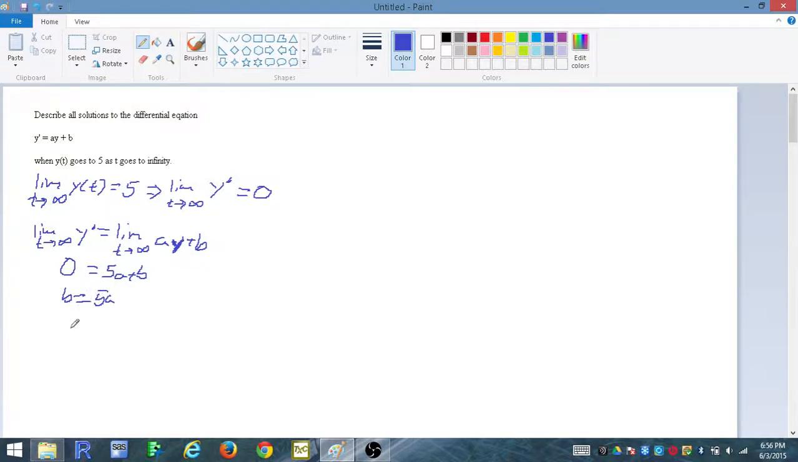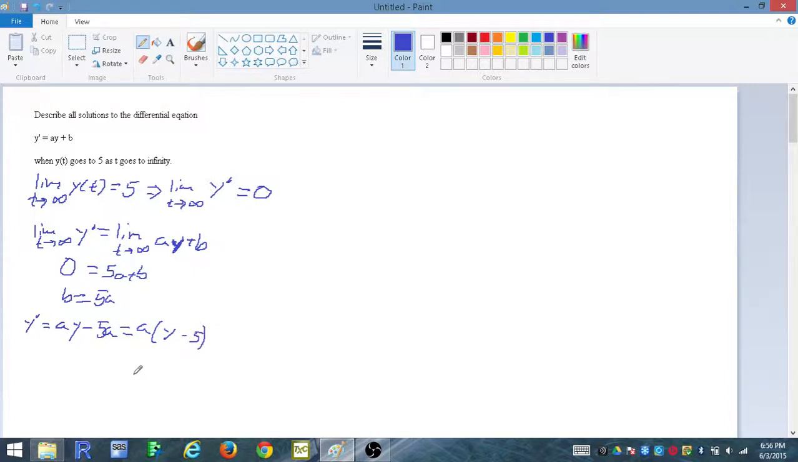Okay, so our differential equation now, using this new piece of information, is that y prime is equal to ay minus 5a. And I'll go ahead and factor out that a. It's a outside of y minus 5.